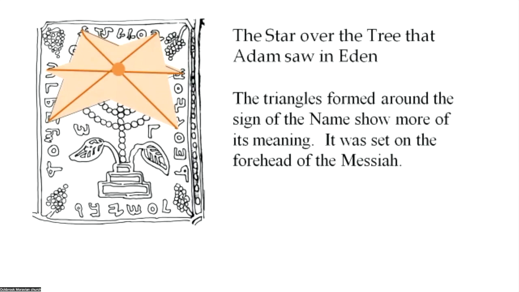you will find you have the star, and the star is over the tree, which is the menorah. And Adam saw that star in Eden, according to the revelation to the Magi, which we looked at yesterday. This is what was set on the forehead of the Messiah. And so this little tablet reveals the star on the beam of light. And some of you may remember where the cave was. And the answer is that this is exactly what the revelation of the Magi is talking about.